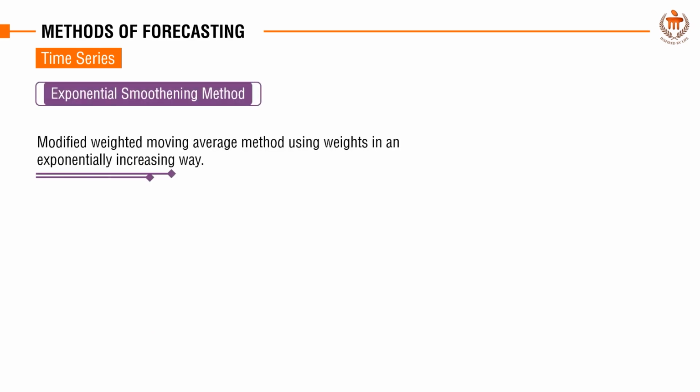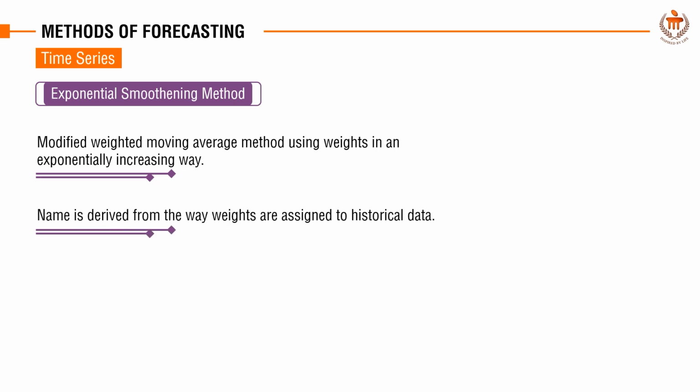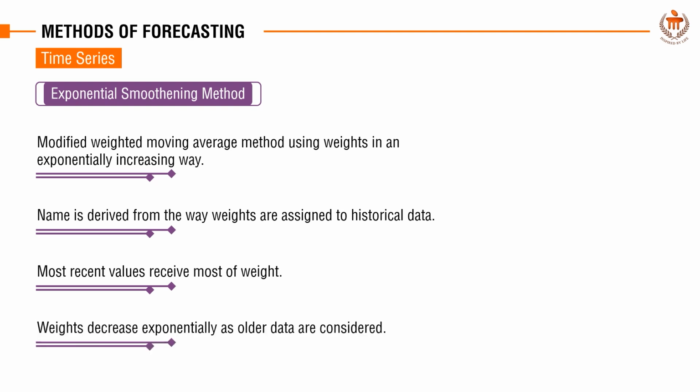The exponential smoothing method is a refined version of the weighted moving average method designed to assign weights to historical data in an exponentially decreasing manner. This means that the most recent observations are given the most weight, while older data points receive progressively less weight. The method gets its name from this exponential weighting system, where the influence of each past value diminishes as the data gets older. Exponential smoothing is particularly effective in capturing recent trends in the data, making it more responsive to changes in the time series compared to the simple or weighted moving average methods.